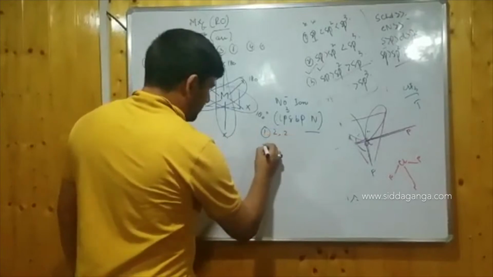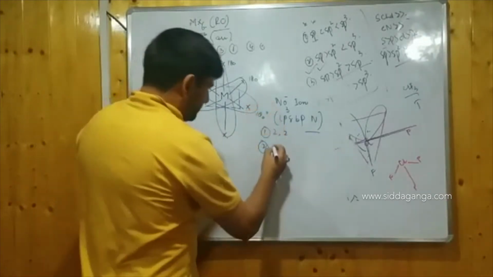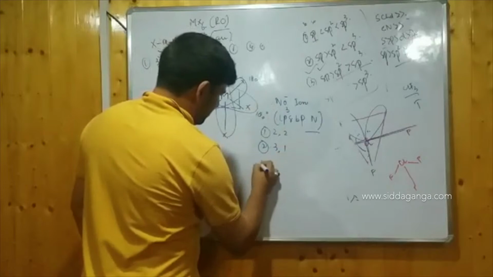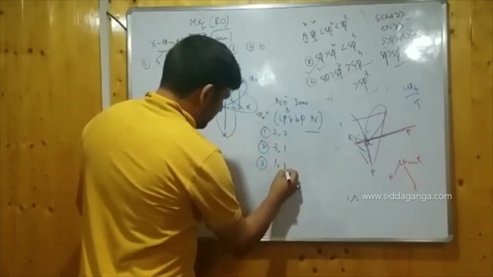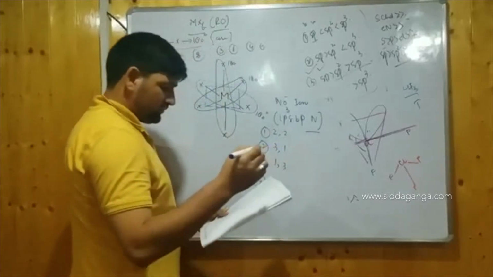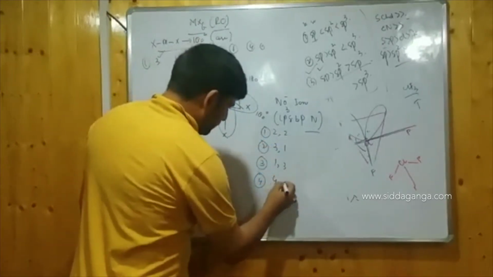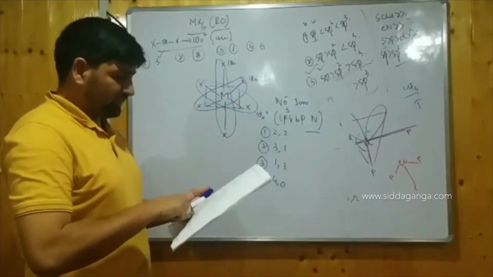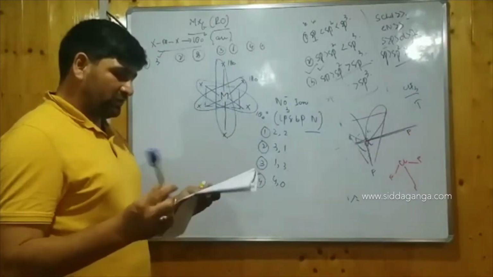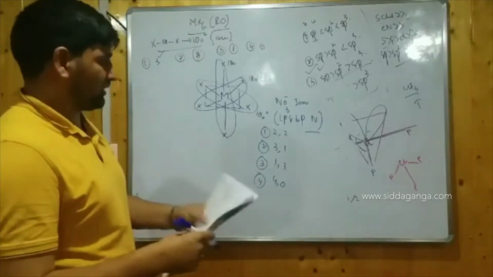Option 1 is 2, 2. Option 2 is 3, 1. Option 3 is 1, 3. And option 4 is 4, 0. These are the options given. So I'll repeat the options: 2, 2; 3, 1; 1, 3; and 4, 0.